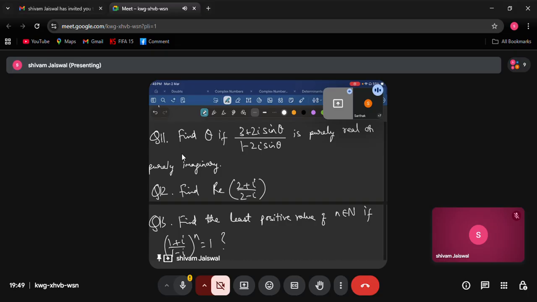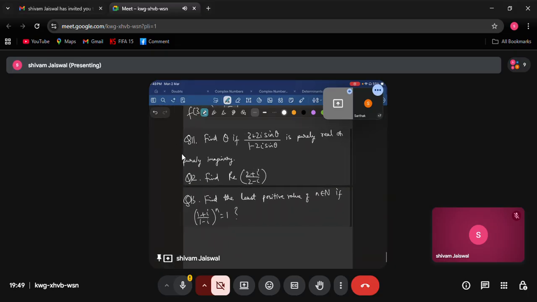3 plus 2 iota sine theta upon 1 minus 2 iota sine theta. We need to find out when it can be purely real, purely imaginary. Okay, let us rationalize. Yes, Anandit, your answer is correct. Let us rationalize everyone. Multiplying by 1 plus 2 iota sine theta upon 1 plus 2 iota sine theta.